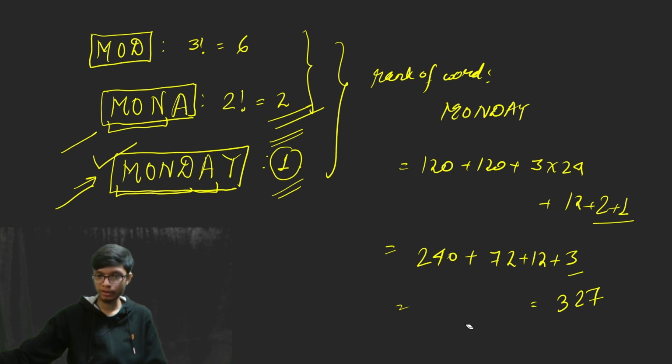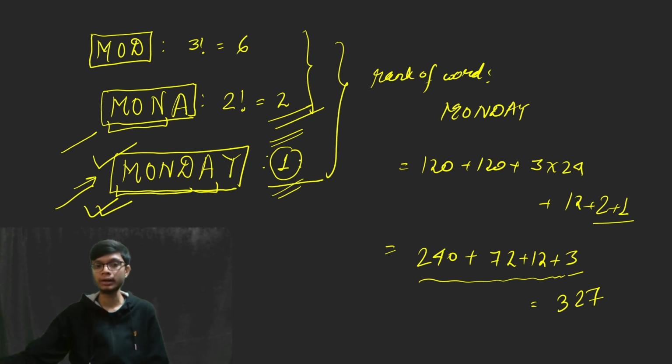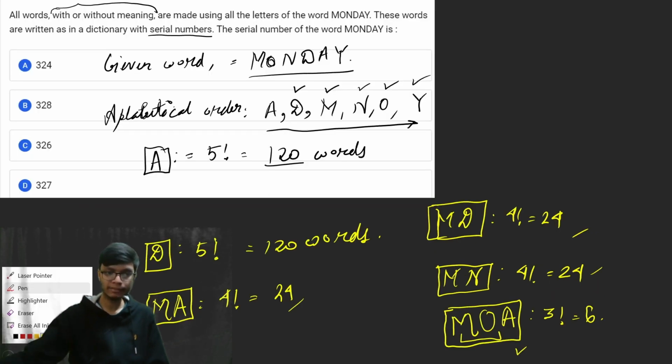So the answer to this particular problem is basically equal to 327. If you compute this result, it is 327, because you have to consider the serial number, and the serial number includes this particular word. Many students forget to add 1 at the end, and they report the answer up till here. If you add 1 to this, then you get the required serial number or the rank of the word that is asked, and the answer is 327. So 327 is the right answer to this problem.